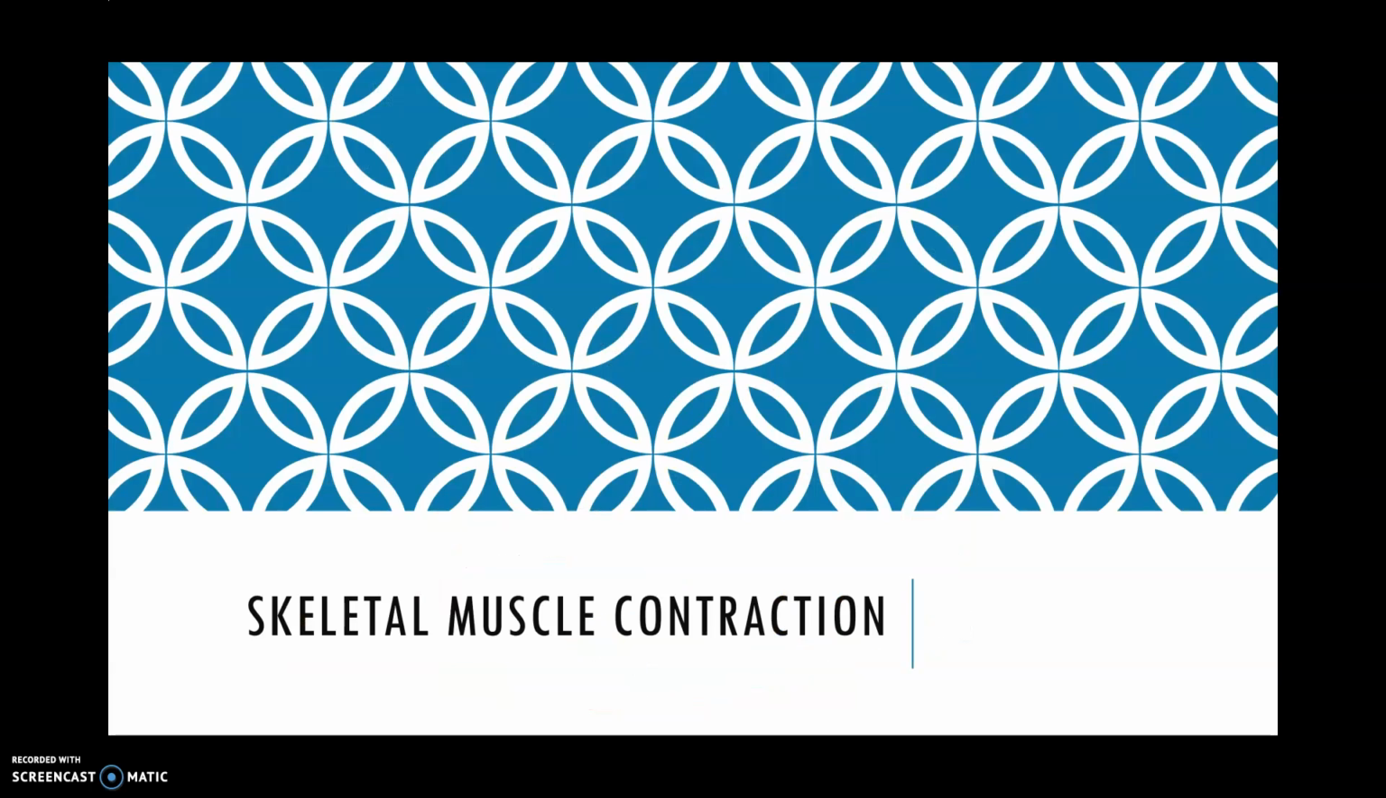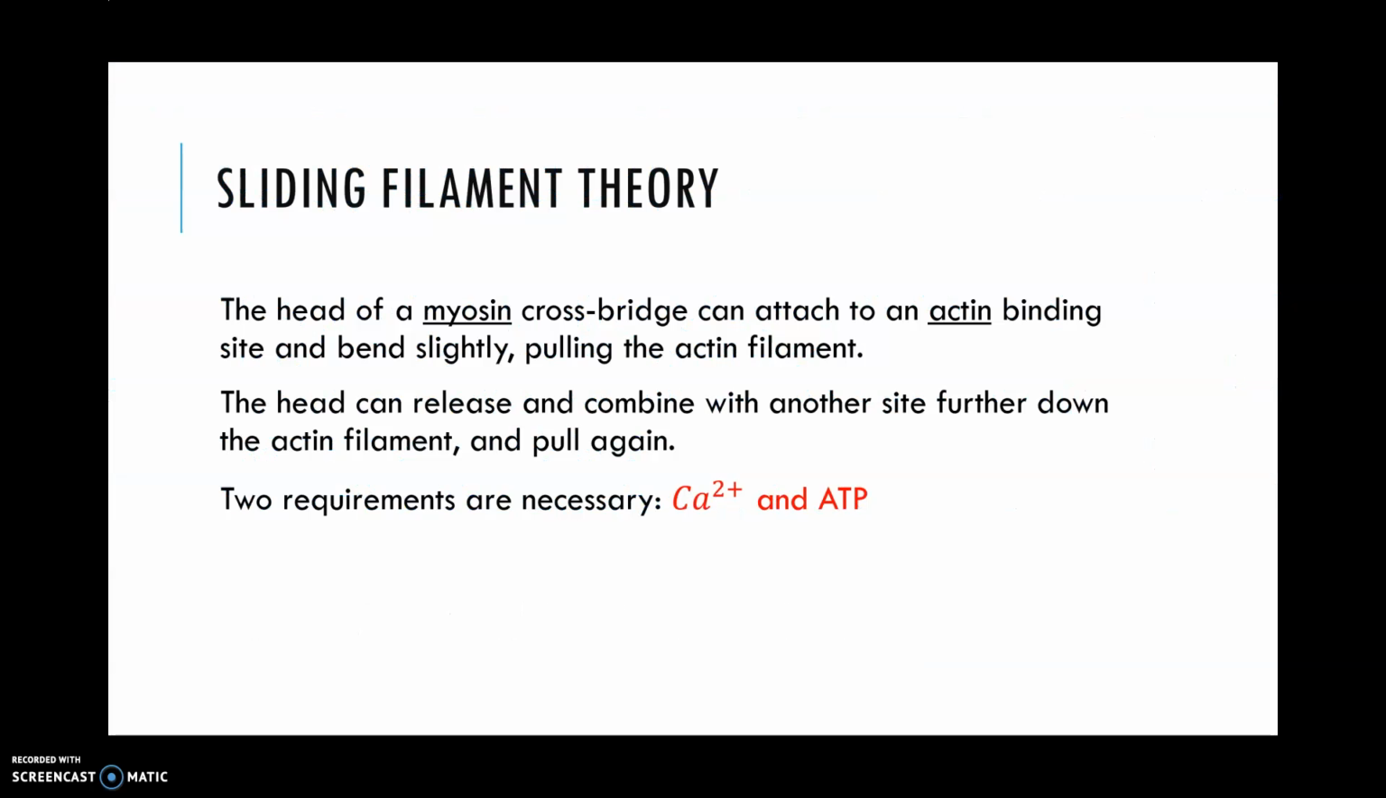So let's talk about starting these different steps and things that we're going to need for a muscle contraction. The first thing that we want to talk about is the sliding filament theory. We learned the structure of this myosin and this actin. What we see with our sliding filament theory is that the head of our myosin is going to form what we call a cross bridge that is going to attach to our actin molecule.